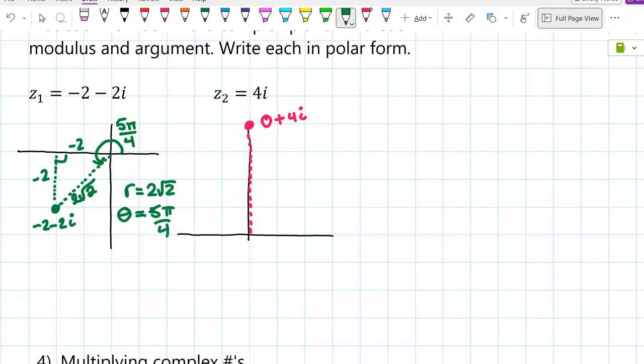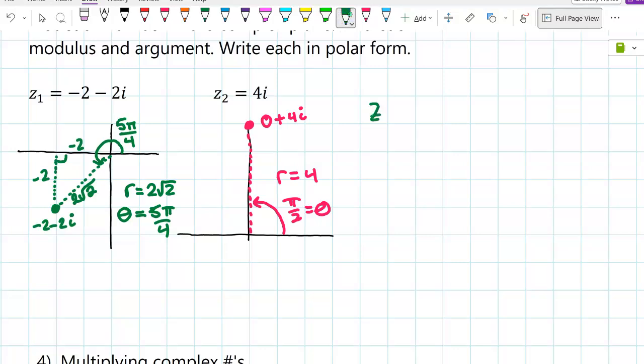And then for z2, 4i is plotted just vertically. It has no real component, it's only imaginary. So it's plotted just 4 units up on the imaginary axis. Its angle then is 90 degrees or pi over 2, and its modulus is just 4. It's the distance from 0, so we didn't have to use a formula for this one. We actually didn't have to use a formula or a calculator for either of these, and that's pretty cool. Let's go ahead and put these in polar form.